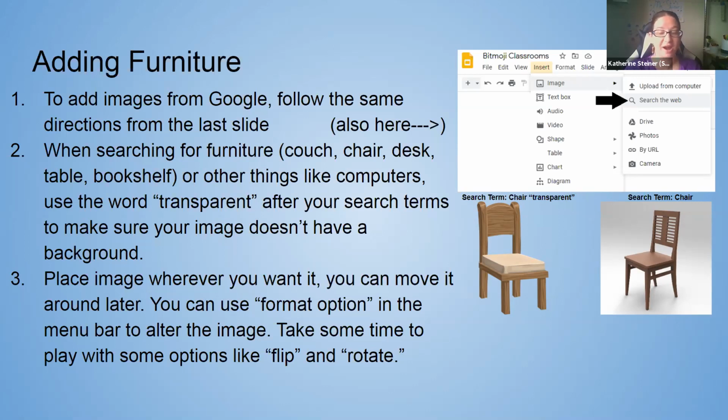You can place this image wherever you want it once you've got one. You can alter it later. You can use flip and rotate if you need to. I use flip a lot with my Bitmojis. I'll show you how to do that once we start putting Bitmojis into the classroom. But I use flip a lot if my Bitmoji is pointing the wrong way or sitting the wrong way. If I have a chair that goes one way and my Bitmoji that sits the other way, I'm going to flip one of those images to make sure they match up. I'm going to show you how to do it in a little bit.